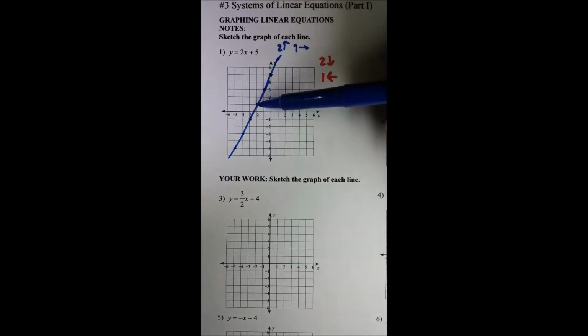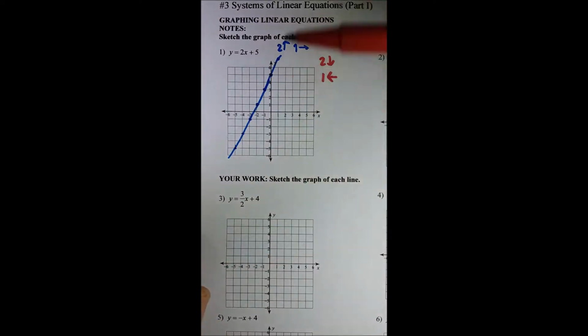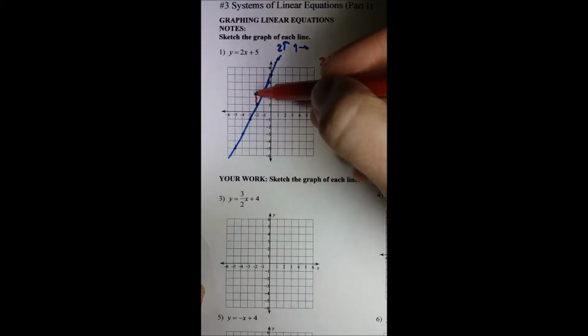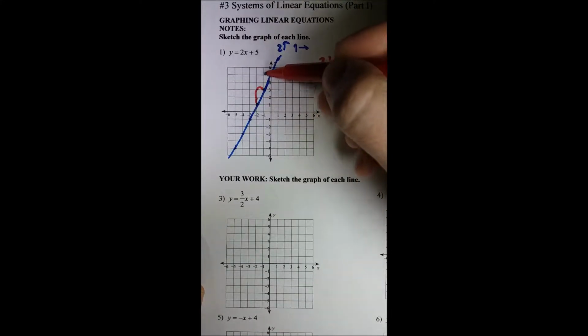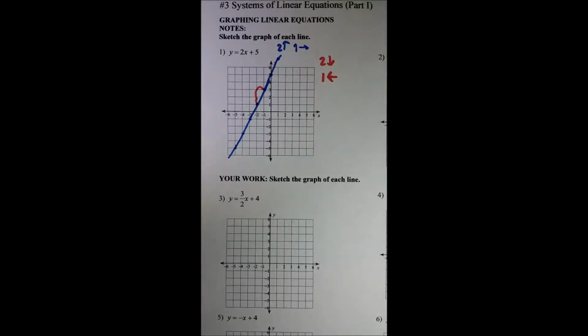Again, what's the slope? Our slope is 2 over 1. 1, 2 over 1. You see, it makes sense. It lines up. That's the answer.